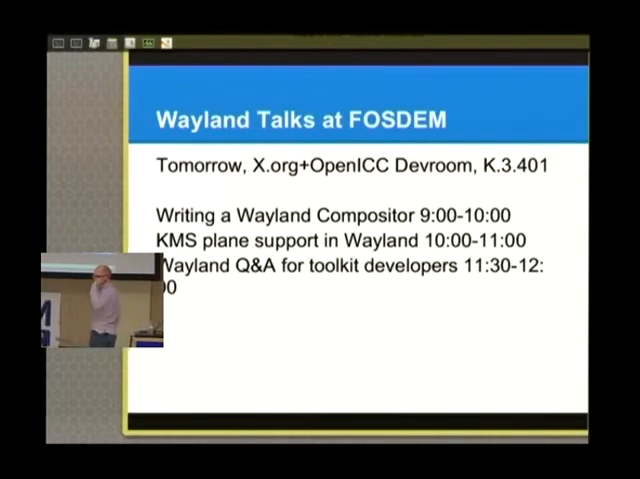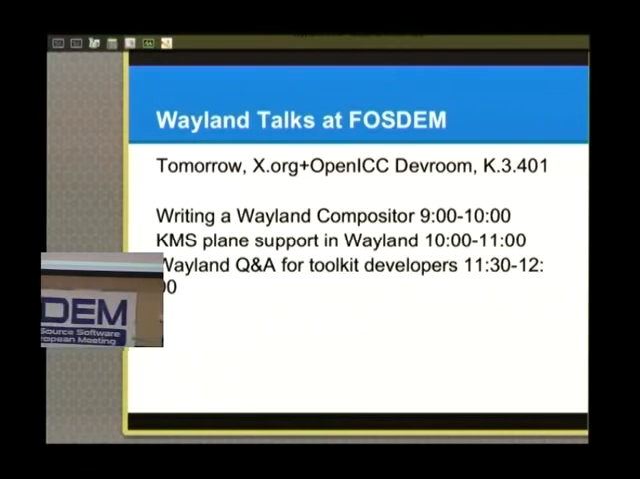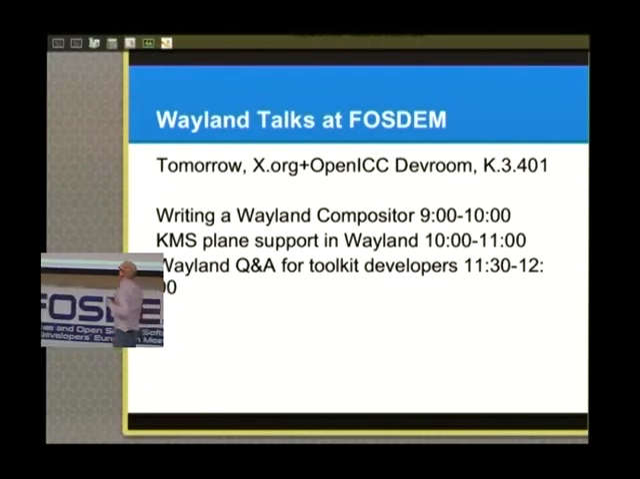Okay, so a quick recap of the talks that we have going on. We have in the X.Org dev room, here's the room number, K3401. We have Rob's talk about writing a Wayland compositor, where he's going to show off some of the modeset work he's done. We have Jesse's talk about plane support and how we can use this new sprite feature we have in some of the new Intel chips that lets you put a surface in its own sprite, and then we can move that around without re-rendering the entire thing. And then I have a Q&A session with Robert Bradford, where we talk about some of the things we came across while porting GTK, and it will be a Q&A for toolkit developers that are interested in supporting Wayland.